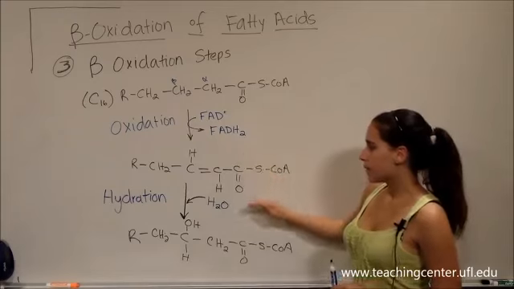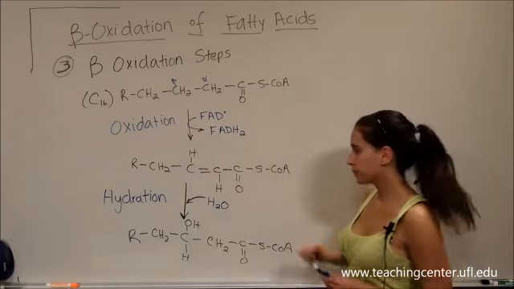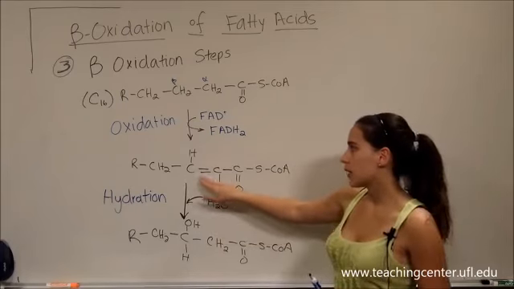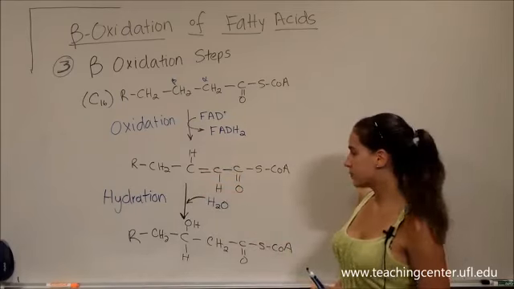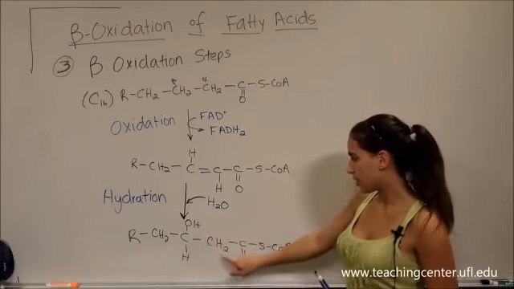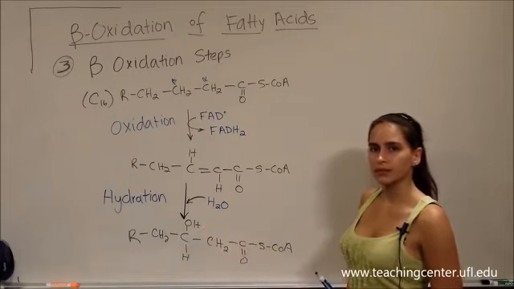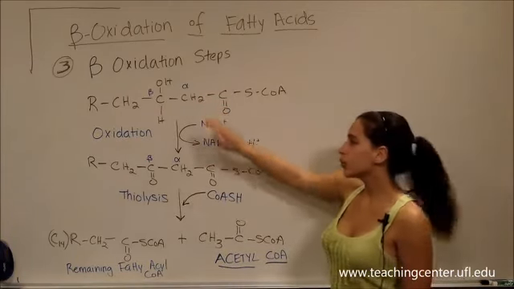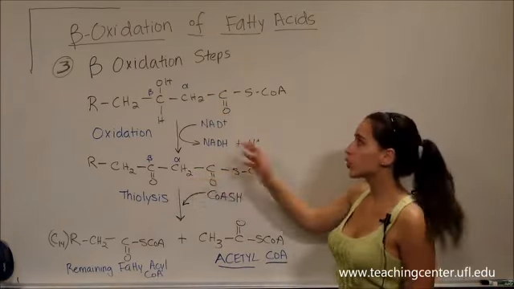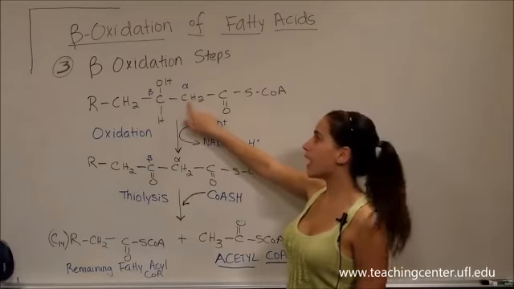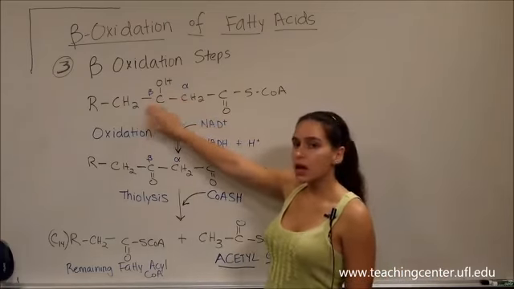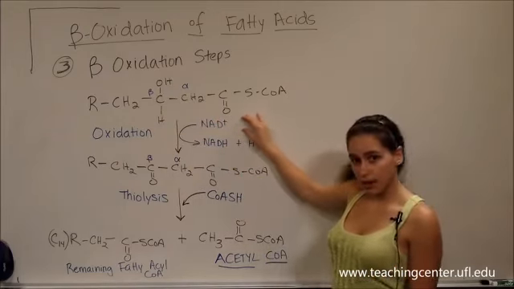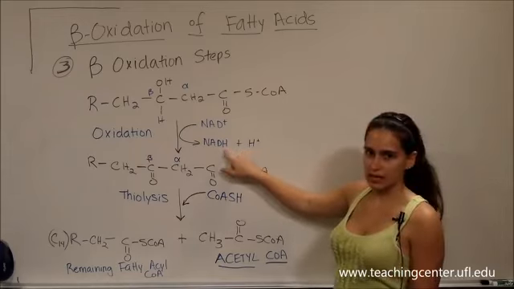Then our second step is going to be a hydration. We're going to add an H and an OH across that double bond at the alpha and beta carbons. And here we can see the OH, and the H is right here. So after we hydrated in the previous step, now we're going to oxidize it again. That means we're going to lose H's from the alpha and the beta carbons, and those H's are going to be added to NAD+, and NAD+ is going to be reduced into NADH.